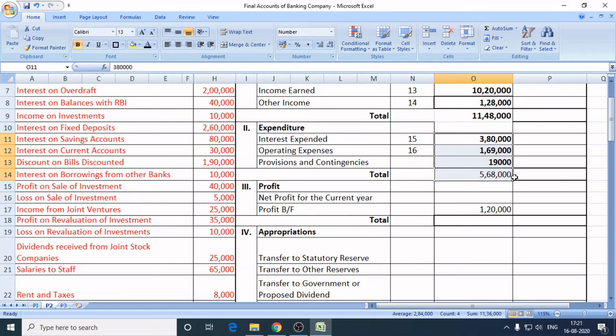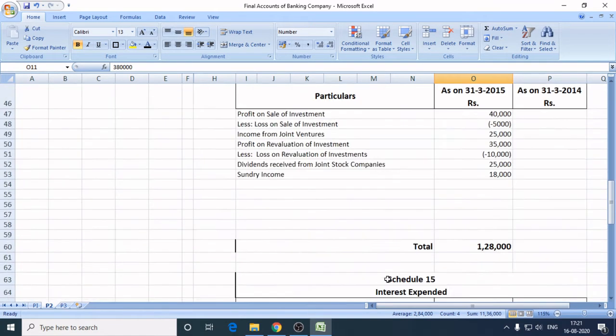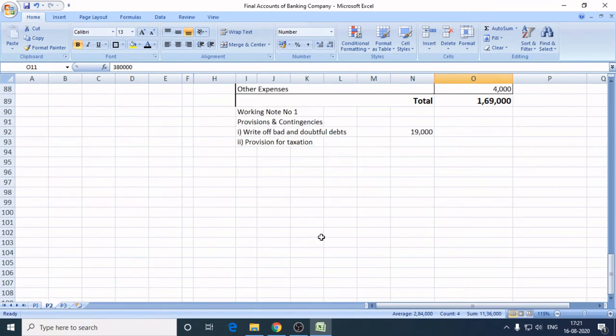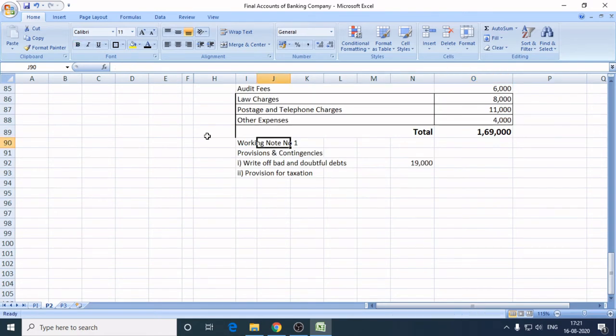As of now we have not made provision for taxation, and for the provision for taxation I am preparing one more working note. Working note number 2, and it is provision for taxation. For that we need to calculate the profit before the provision for taxation.